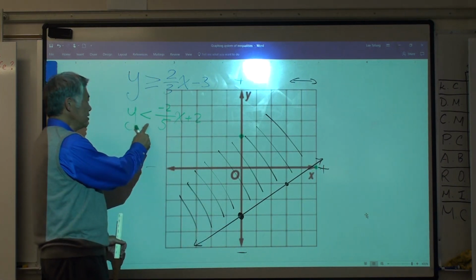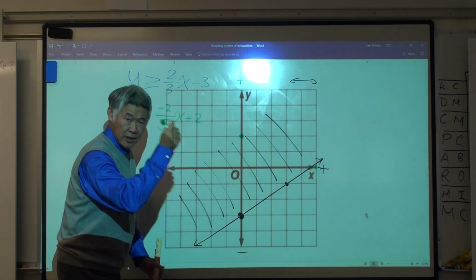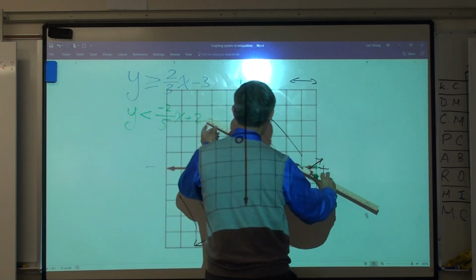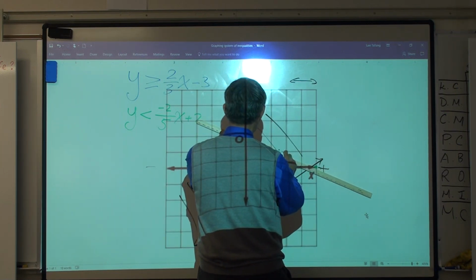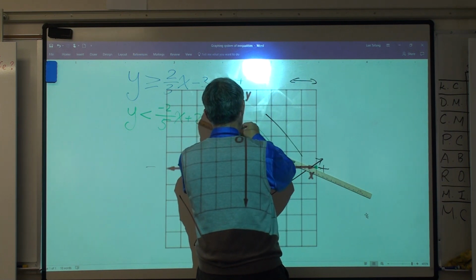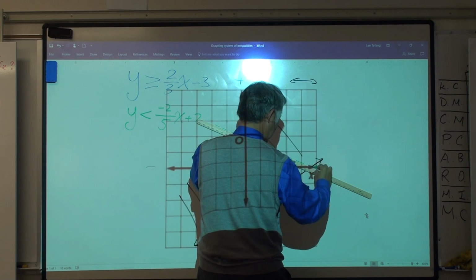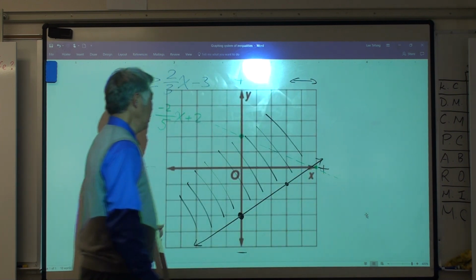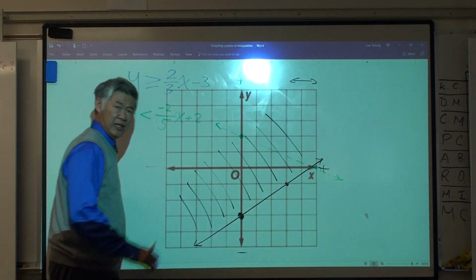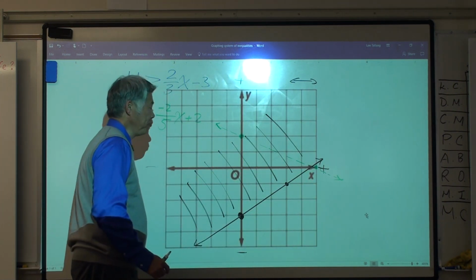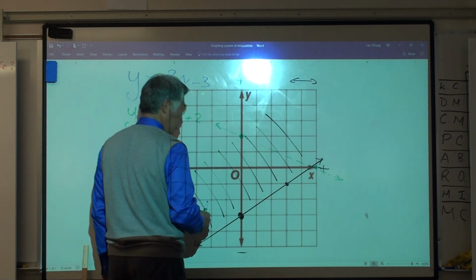But this time, since there's no equal sign, you have to use a dotted line. So I use a dotted line to connect the 2 points. Again, don't forget to use the arrow to represent going on forever, infinity.